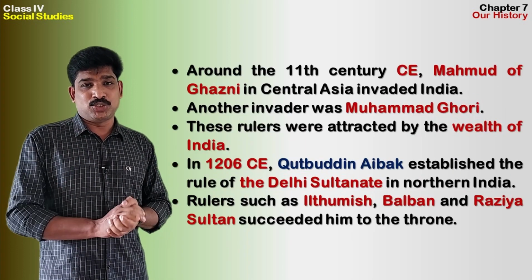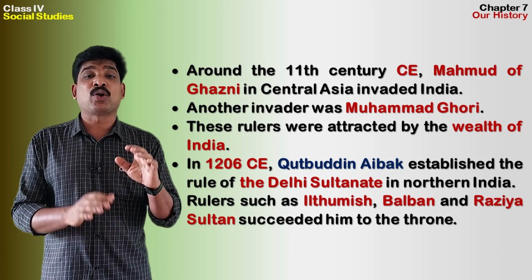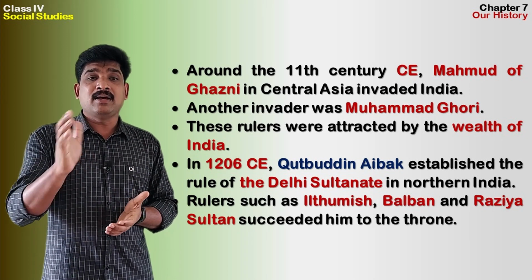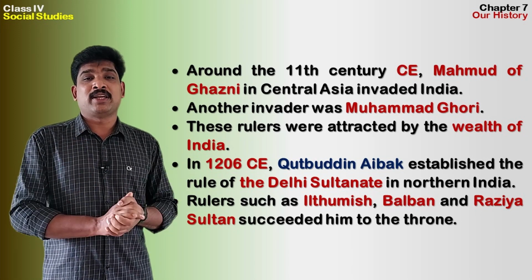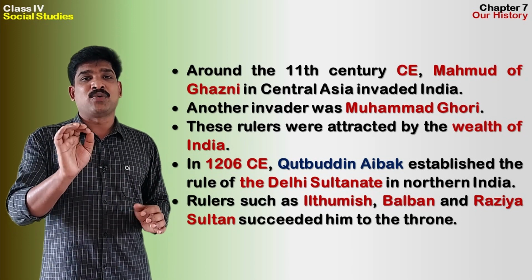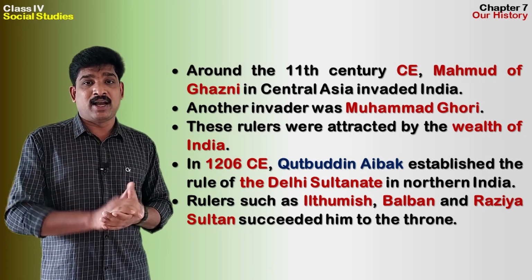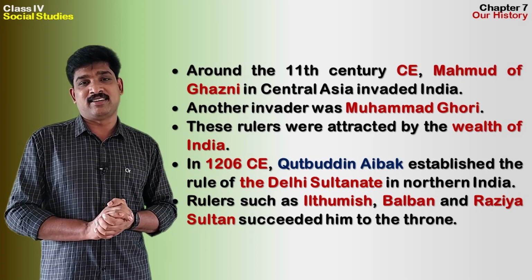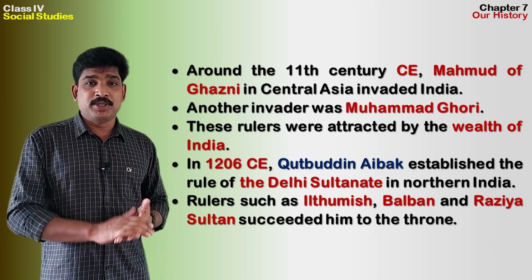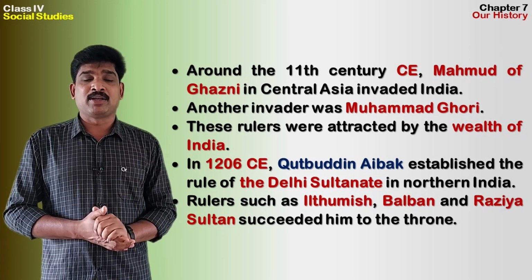Around the 11th century CE, Mahmud Ghazni in Central Asia invaded or attacked India. Another invader was Muhammad Ghori. All these rulers or the kings or invaders, they attacked India for the wealth of India. In 1606 CE, Qutbuddin Aibak established the rule of the Delhi Sultanate in the northern India. Rulers such as Iltutmish, Balban and Razia Sultan succeeded Qutbuddin Aibak to the throne.